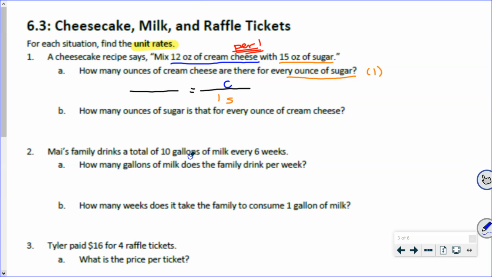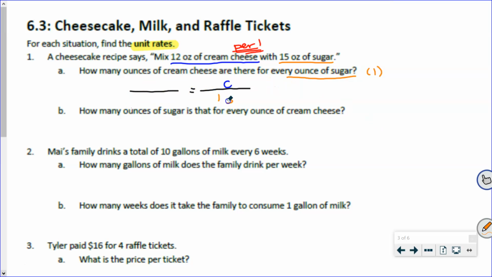Notice that I'm using some even shorter abbreviations this time. S for ounces of sugar and C for ounces of cream cheese. Just trying to save some time and not write quite as much, but I'm still using units so I can keep track of things. So again, I have a 1 on the bottom because it's per 1. Sugar is the unit that is on the bottom and is a 1. So now we're going to work backwards to the beginning of the problem and set that up.